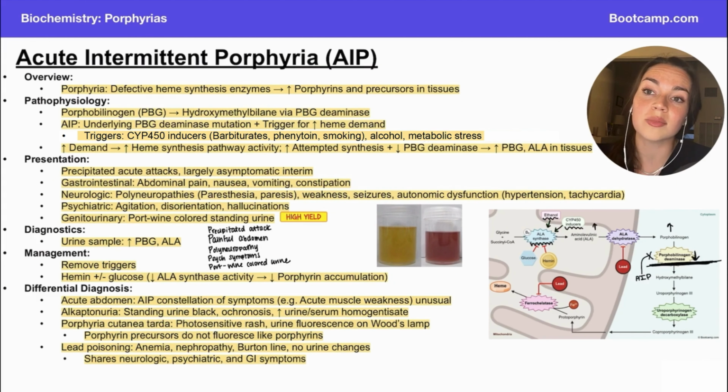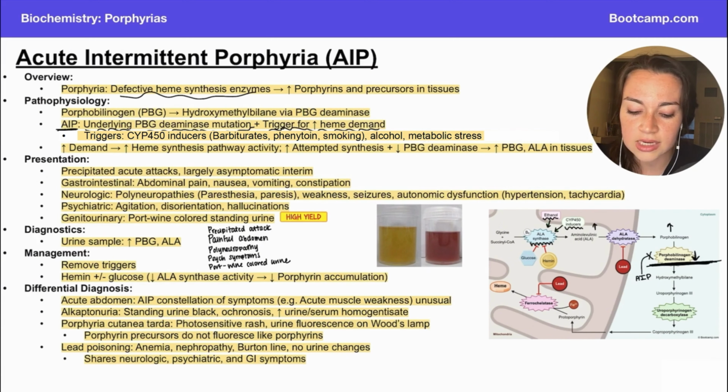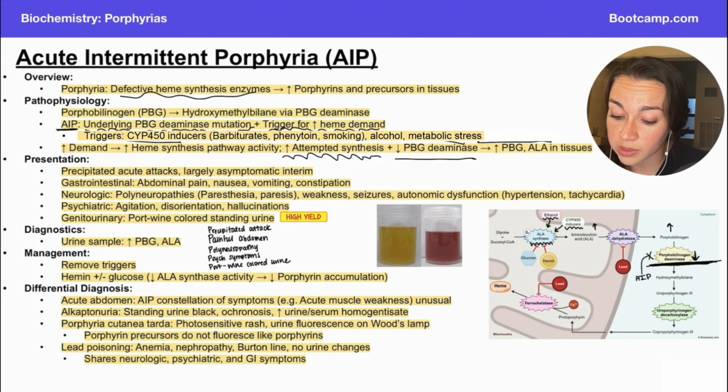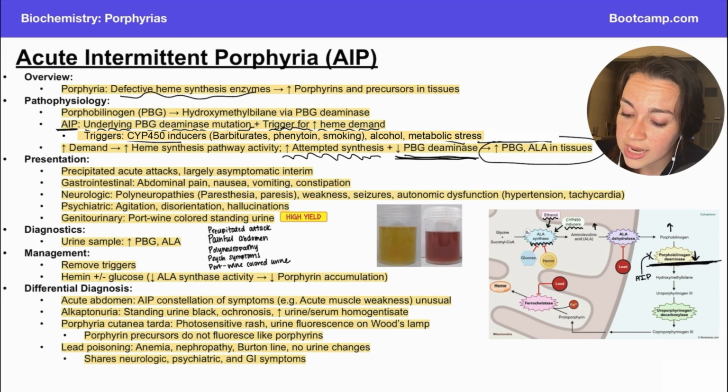We've been talking about acute intermittent porphyria, one of the high yield porphyrias, which are a family of disorders of heme synthesis enzymes. The acute attacks of AIP happen in a patient with an underlying PBG deaminase mutation who encounters a trigger for increased heme demand. So anything that upregulates ALA synthase, things like cytochrome P450 inducing medications, alcohol, and metabolic stress. These things trigger the attempted synthesis of heme, but they hit a roadblock when they reach the step of PBG deaminase, and that leads to the buildup of PBG and ALA, those heme synthesis intermediates, in the tissues. And that's across a wide variety of systems throughout the body.